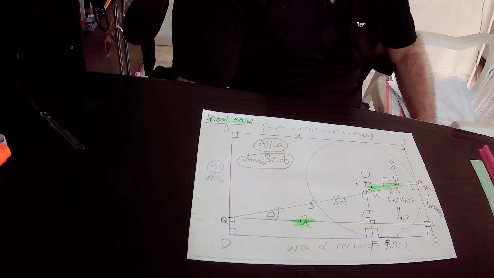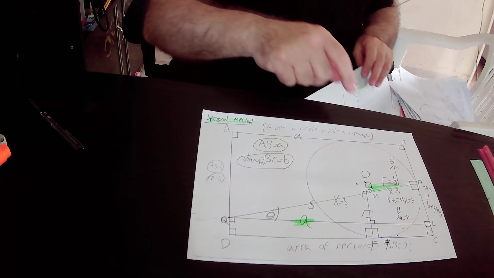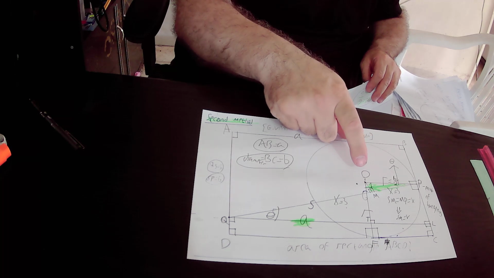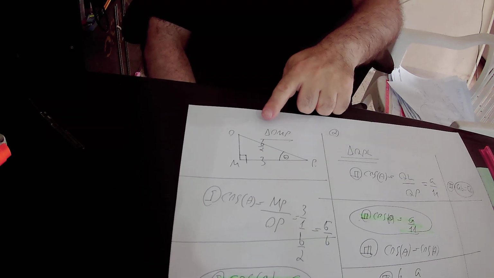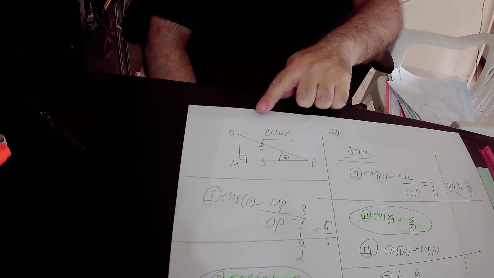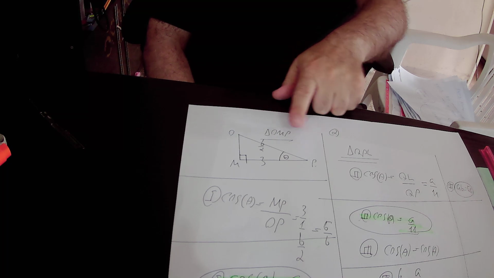Then we focus on the green small right triangle OMP. I copied the green small right triangle OMP onto this new page. In the triangle OMP, we know that cosine theta equals MP over OP.